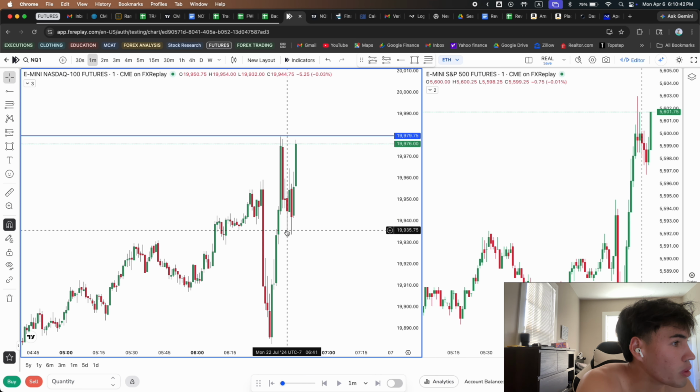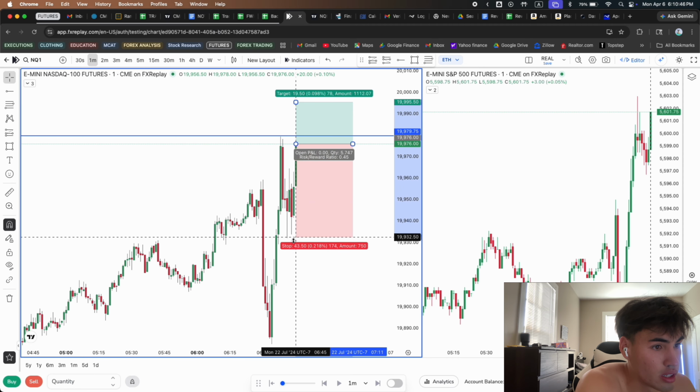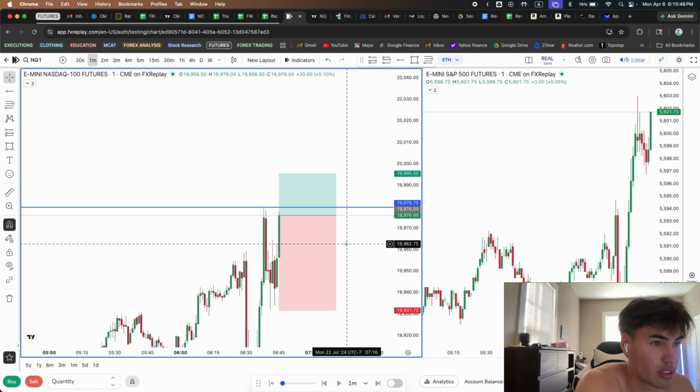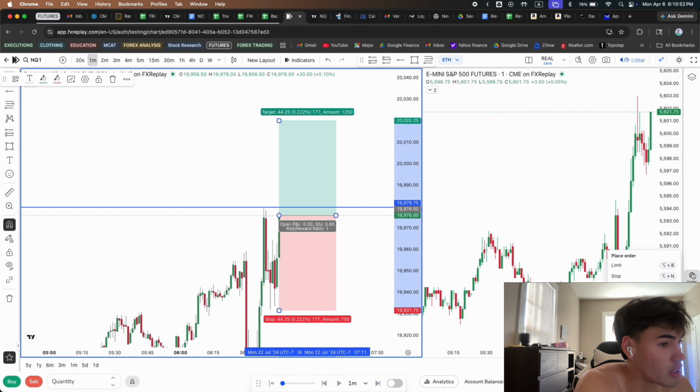Dude, there's just no way we don't take this. Okay, this is a discretionary trade. But if we get nice displacement, that would be nice for this 1-to-1. We're gonna go break even immediately though.